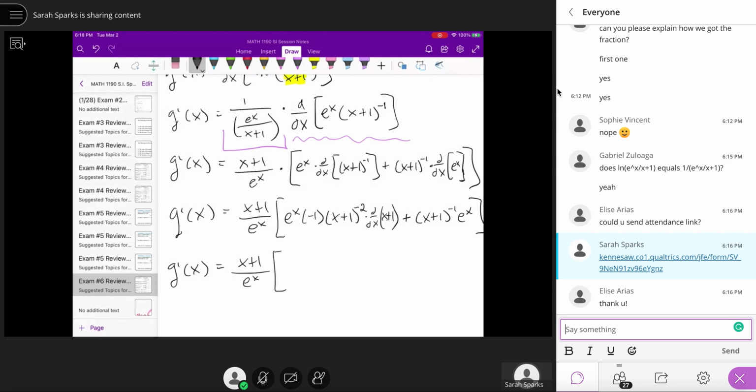So I'm going to make this a little bit nicer looking before I distribute. So we're going to have this e to the x, and there's that negative 1 there as well, divided by x plus 1 squared. I just brought that x plus 1 to the negative 2 down to the denominator. The derivative of x plus 1 is just going to be 1 plus, and then I'm going to write e to the x divided by x plus 1.